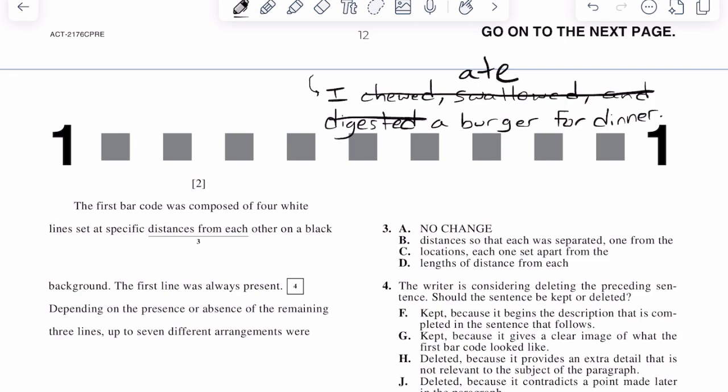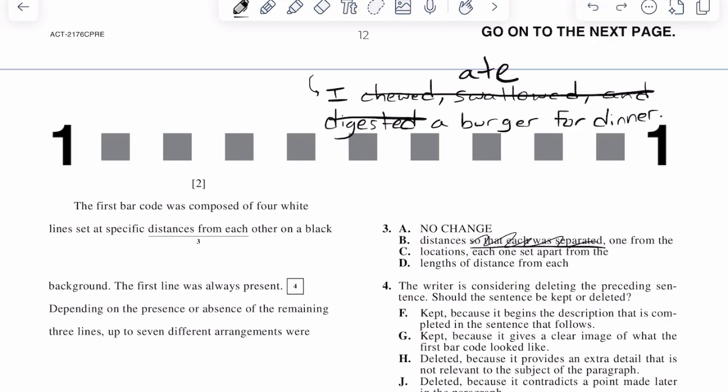So let's look at the other answer choice options. B says, let's read it in context. The first barcode was composed of 4 white lines set at specific distances so that each was separated, one from the other on a black background. Okay, hopefully you can kind of see that we don't need this part. So that each was separated, that addition is not necessary. Because the fact that there's 4 white lines at a distance from each other, we already know that they're separated. So that's not necessary. It's too wordy. So B is not going to be correct.